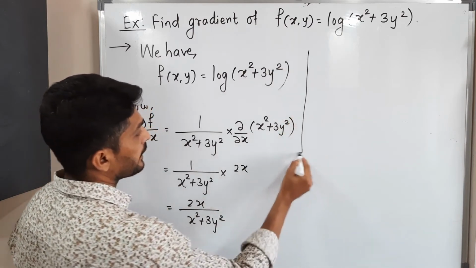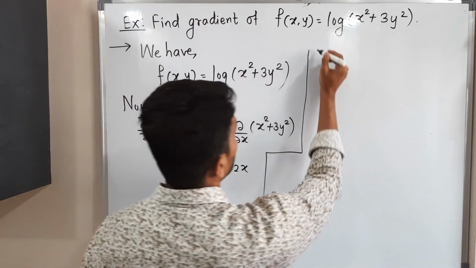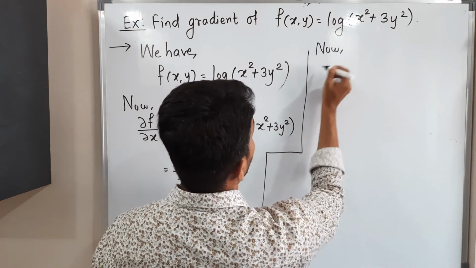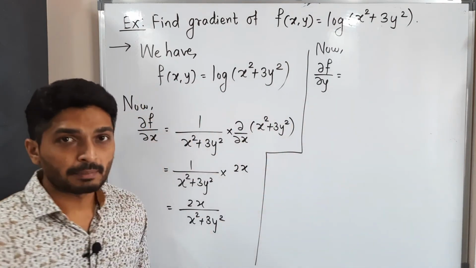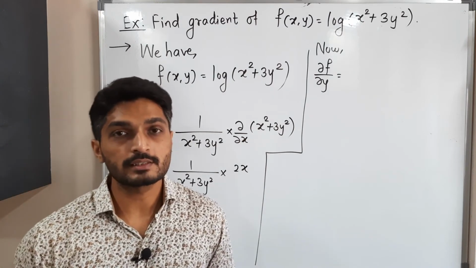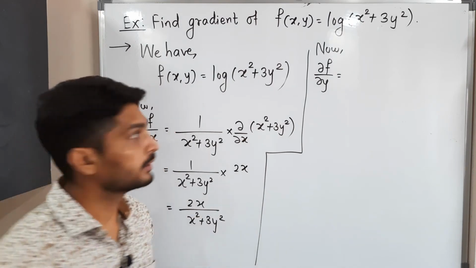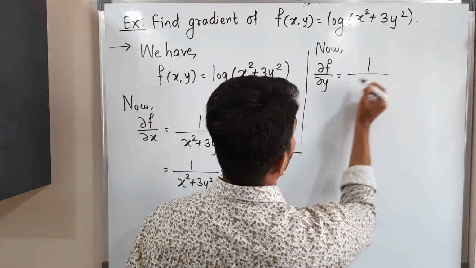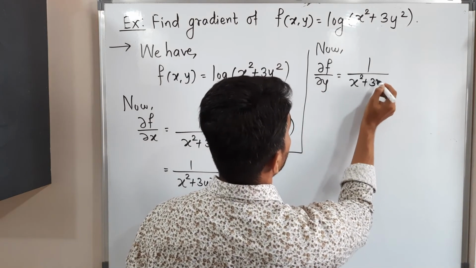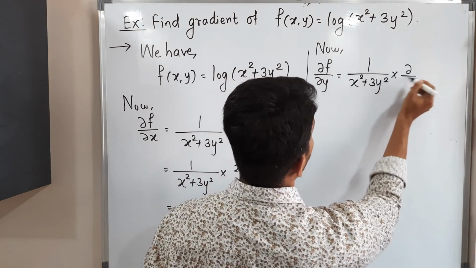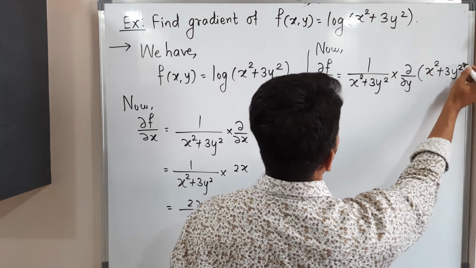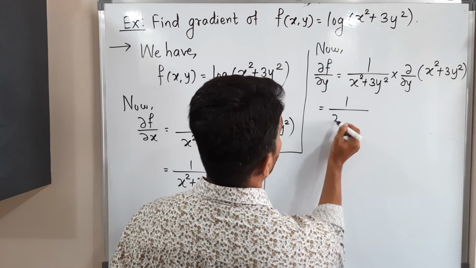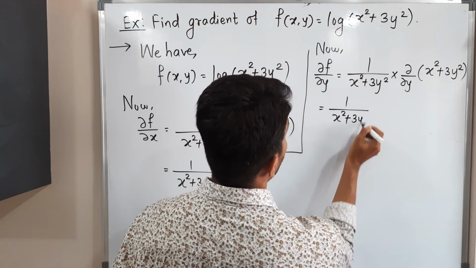Let us find the derivative with respect to y now. Now, del f by del y. So again, the main function is the same, log. So its derivative will be 1 upon that bracket, 1 upon x square plus 3y square. But again, the derivative of that bracket with respect to y.